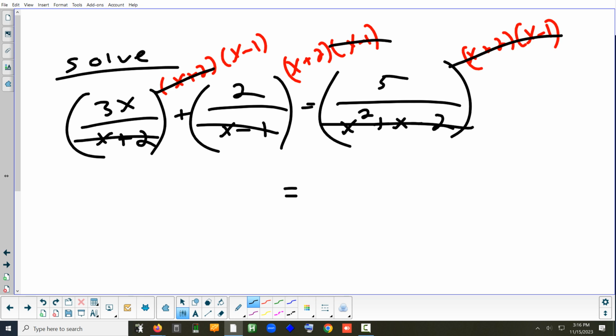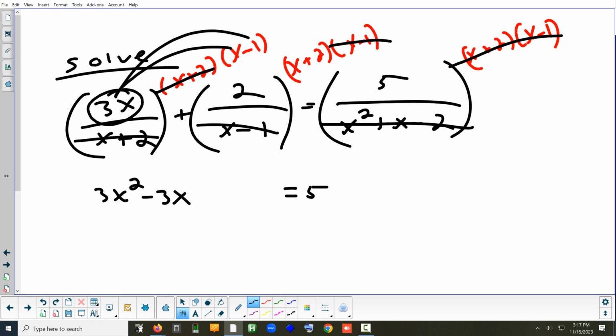So what does that leave me with on the right side? Just 5. Yep. Now on the left side, we've got to distribute out whatever we have left. So we got to do 3x times x minus 1. What do you get if you distribute 3x to x minus 1? 3x squared minus 3x. Now the next thing you're distributing, make sure you grab that sign with that number. It's positive 2. So plus 2x plus 4.